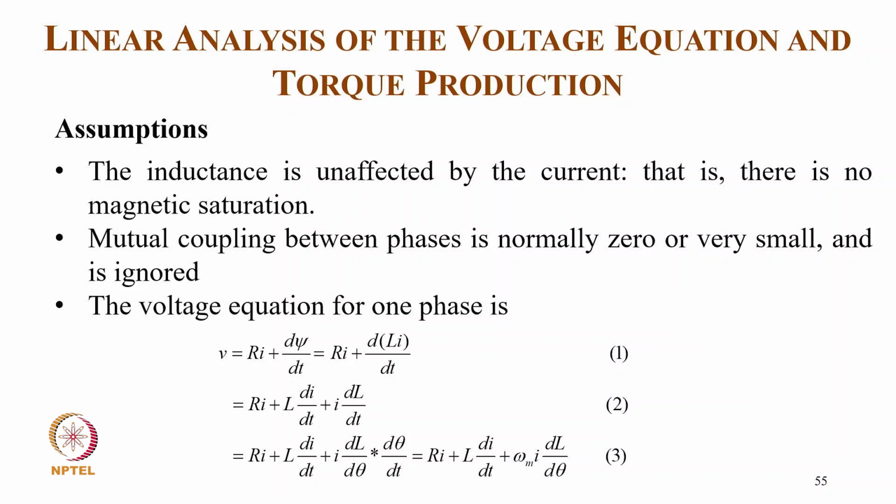So coming now to linear analysis of the volt-current equation and torque production. The inductance is unaffected by the current, that is, there is no magnetic saturation, and mutual coupling between phases is normally 0 or very small and is neglected. And the voltage equation of one phase is V equal to Ri plus d phi upon dt, equal to Ri plus d(Li) upon dt, equal to Ri plus L di by dt plus i dL upon dt, and d upon dt, that is equal to Ri plus L di by dt plus omega m i into dL upon d theta.